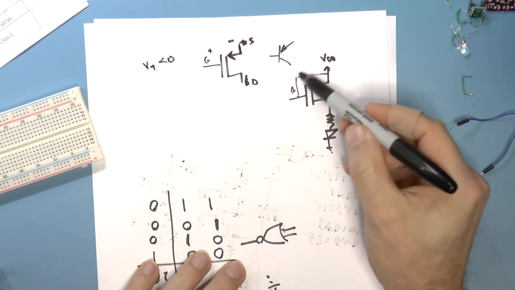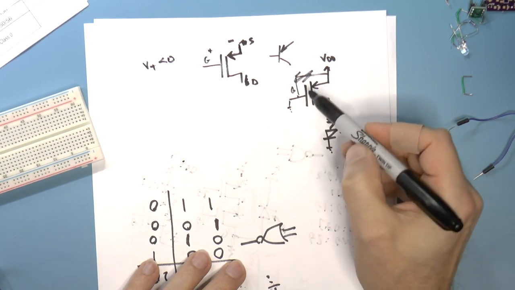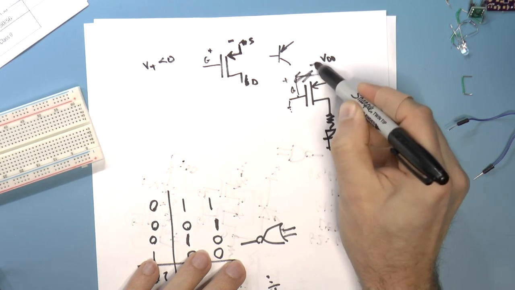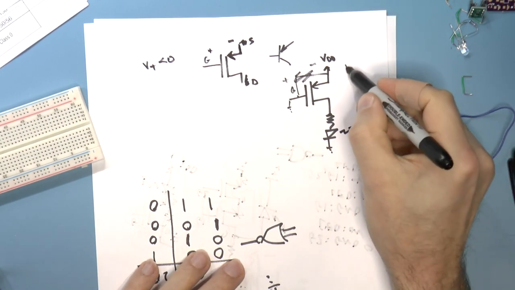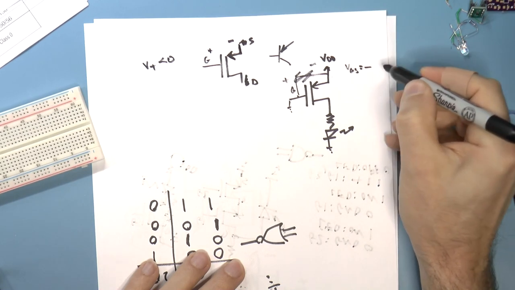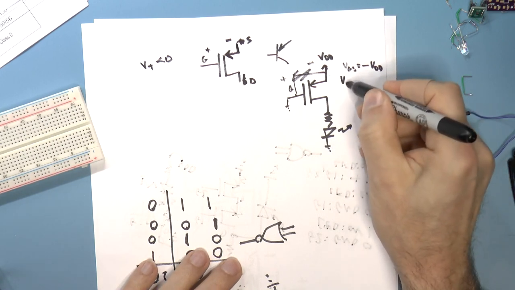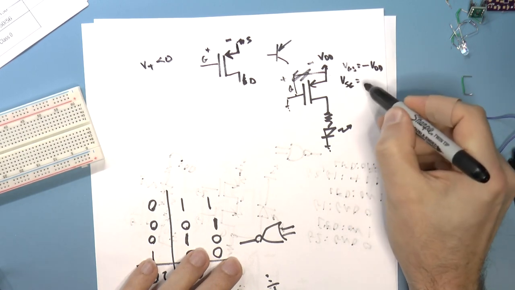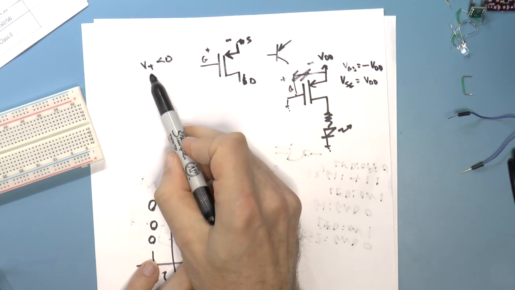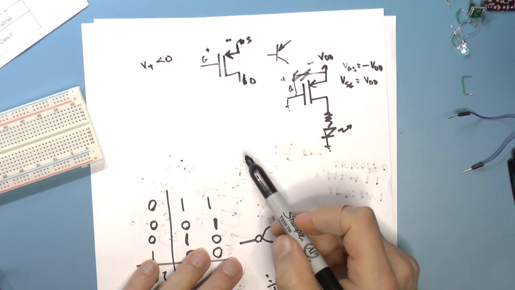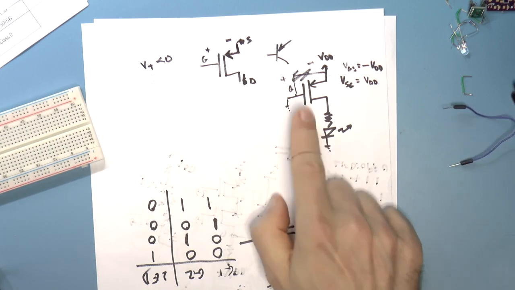Now, to turn it on, you would connect the gate to ground. And if you connect the gate to ground, then because the polarity is plus here and minus here, VGS would be minus VDD. In a lot of the equations for PMOS, you often see VSG, so that you don't get the negative sign. VSG is VDD. Because VGS is less than the threshold, that will turn this on.